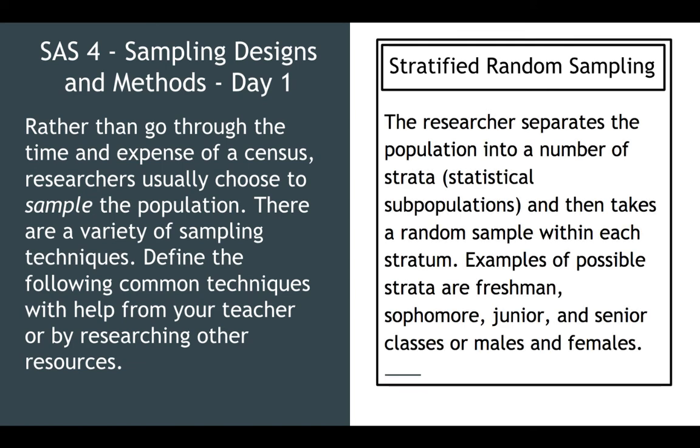So a researcher separates the population into a number of strata, statistical subpopulations, and takes a random sample within each stratum. That's singular for the plural strata. Okay. Examples of possible strata are freshman, sophomore, junior, and senior classes, or males and females. So subpopulations, and you take a random sample of each one of those.